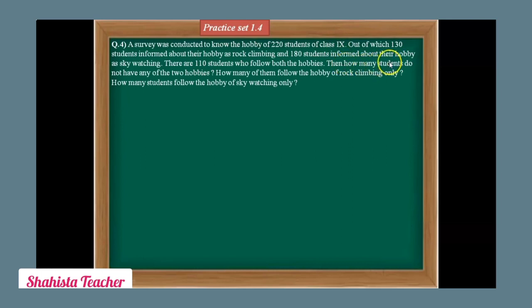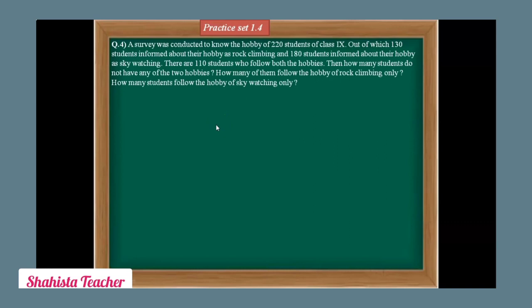Then how many students do not have any of the two hobbies? So now here we have to see how many students do not have any of these two hobbies. And here also we have to see how many students have only rock climbing hobby and how many students have only sky watching hobby. This thing we have to find here. So let's solve the sum with solution.